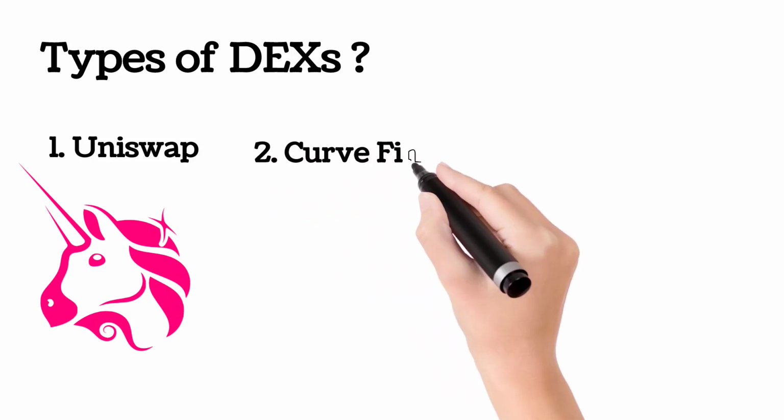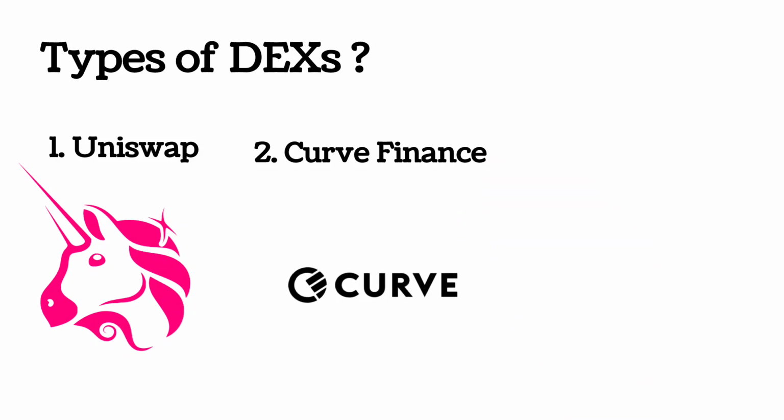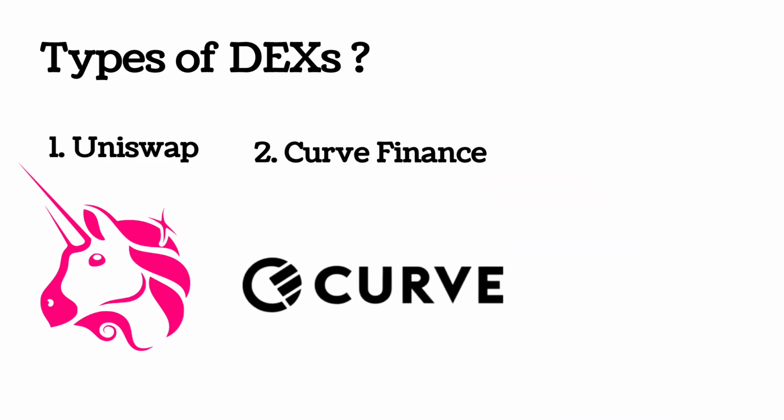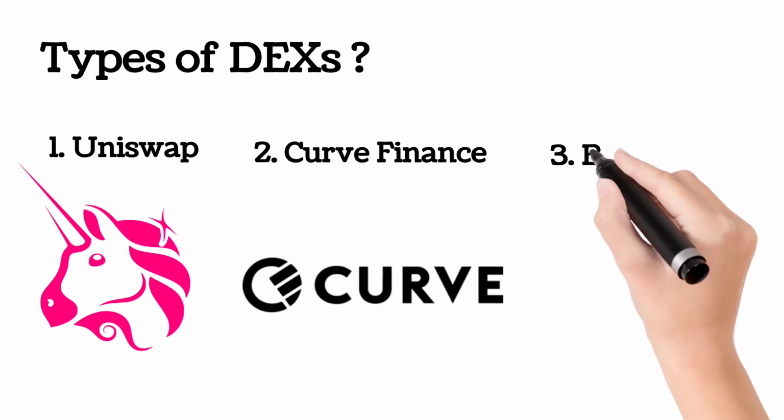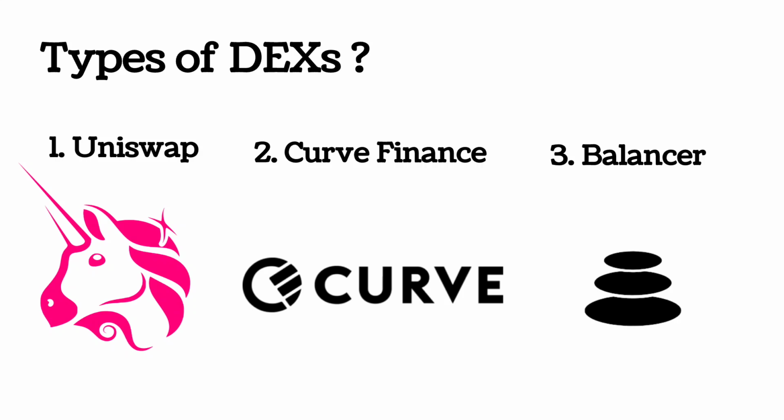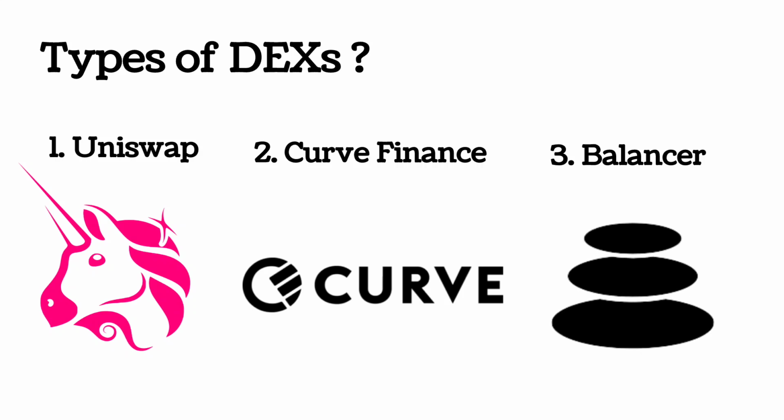2. Curve Finance. Best for stablecoins. Extremely low slippage. Very low fees. Best for pegged assets. 3. Balancer. Multi-asset pools. Custom weight pools. Used for index funds. Very advanced and flexible.